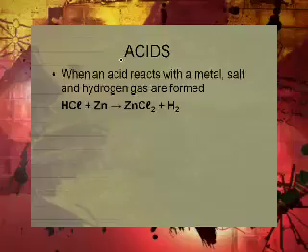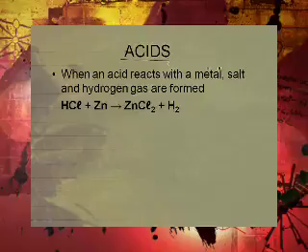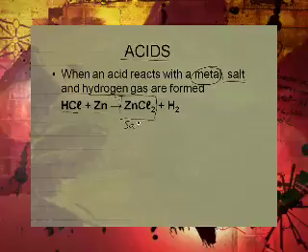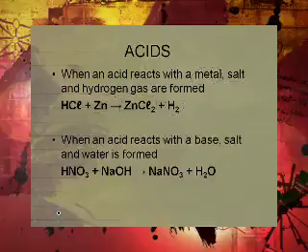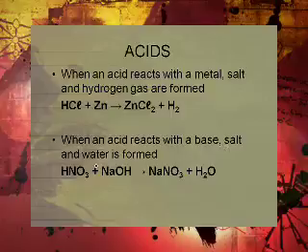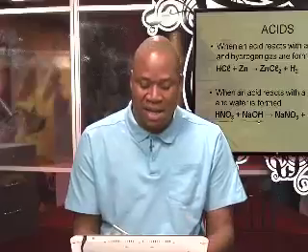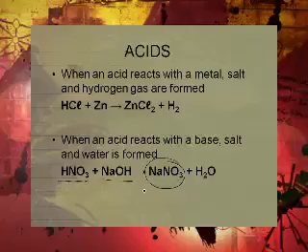Now, getting deeper into acids, when an acid reacts with a metal, salt and hydrogen gas is formed. For example, if you've got hydrochloric acid reacting with zinc, you will form a salt. Zinc chloride is a salt, and then that is hydrogen gas. So generally, a salt and hydrogen gas will be formed when an acid reacts with a metal. Next, when an acid reacts with a base, salt and water is formed.